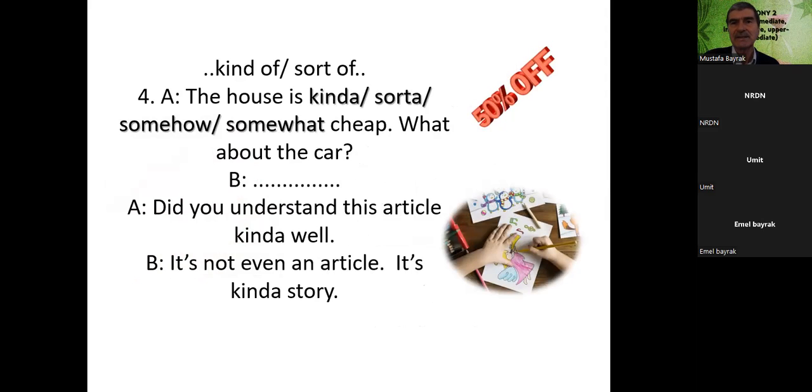Now this is another short form of saying kind of, sort of. For example, the house is kinda cheap, sorta cheap, somehow cheap, somewhat cheap. So this is really helpful and useful. What about the car? It's sorta expensive, or it is sort of expensive. Instead of saying sort of, they say sorta, kinda expensive.